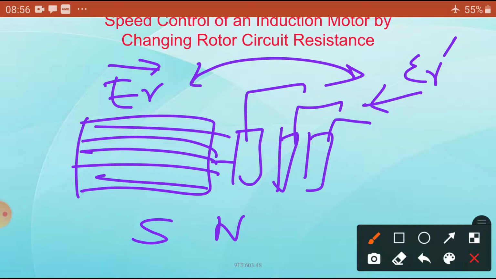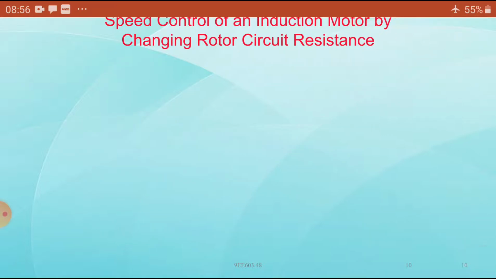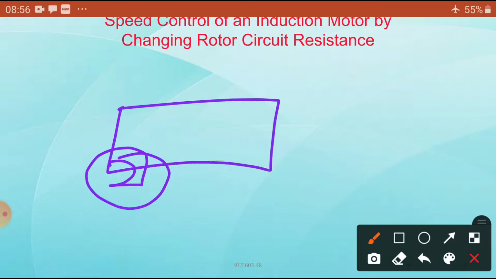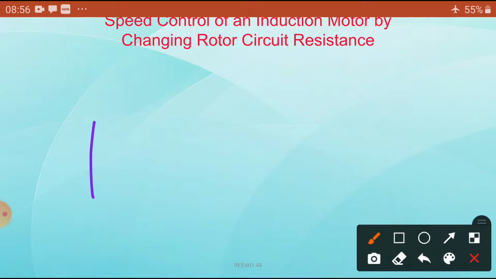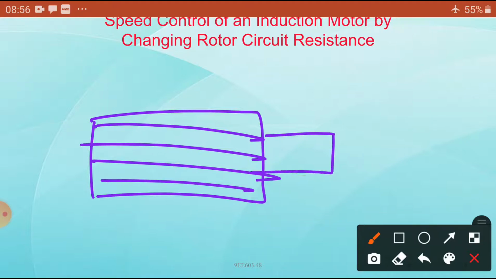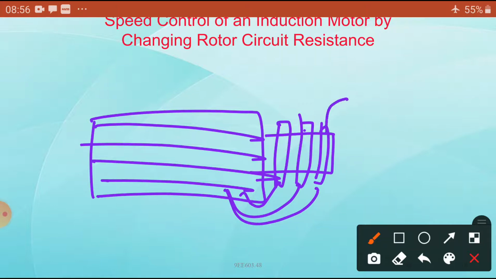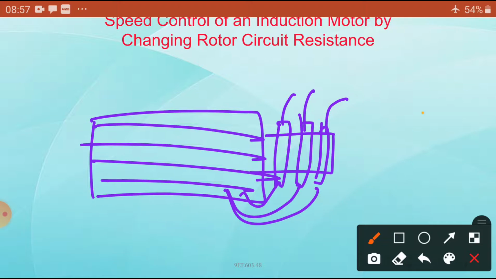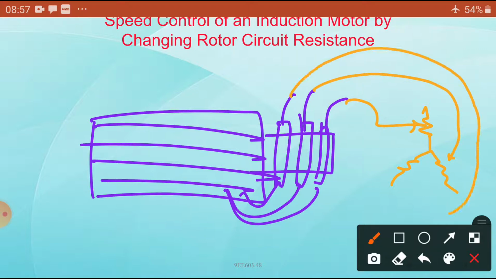Okay, simple, dear students. Now coming to the second topic, which is changing the resistance. What happens here? This is the slip ring, this is the winding, and this is connected to the shaft. These are the slip rings. We connect to them and take the leads outside. Here we have some resistances connected, one here, one here, and one here.